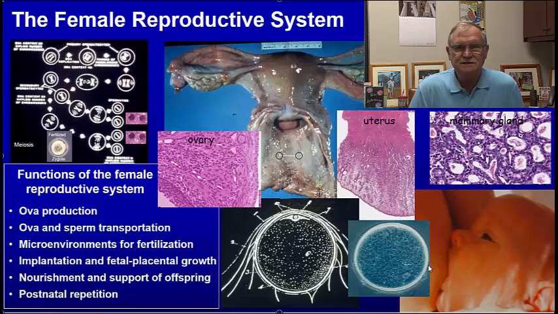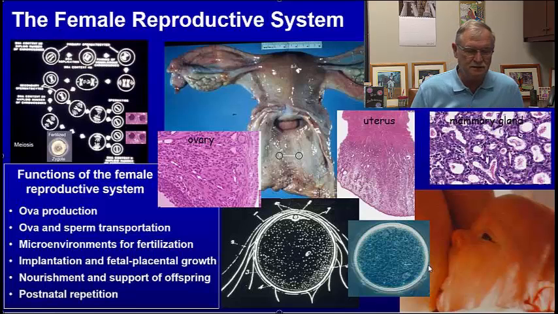Hi, I'm Larry Johnson. I am a professor at Texas A&M University in the Department of Veterinary Integrated Biosciences, and we want to continue our lecture series on the histology of the body. And today we'll talk about the female reproductive systems.